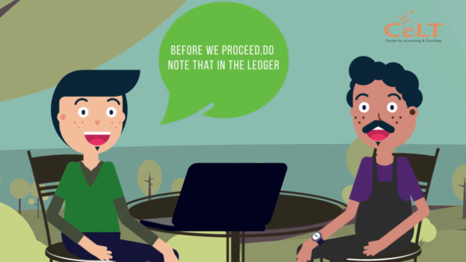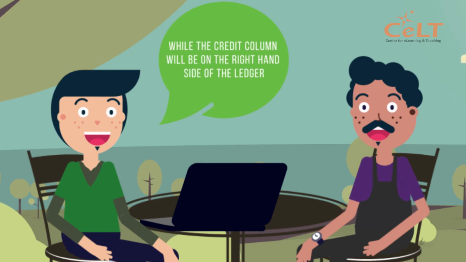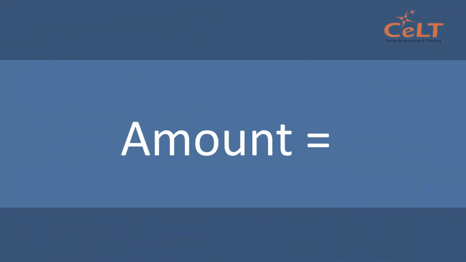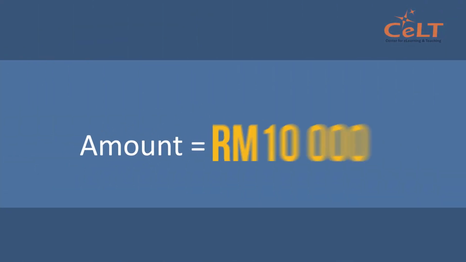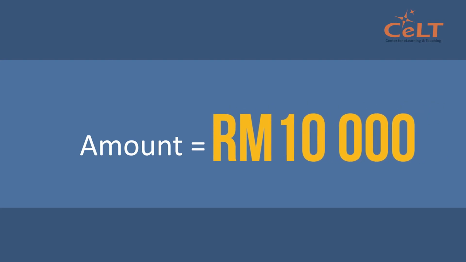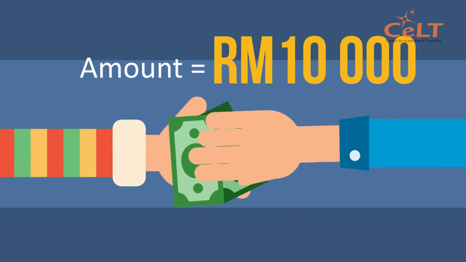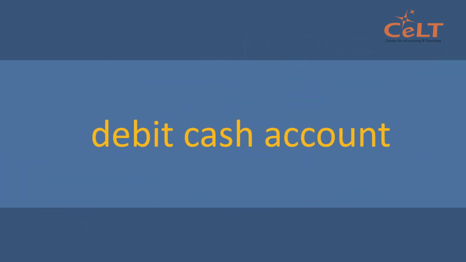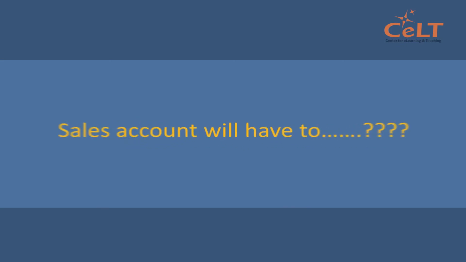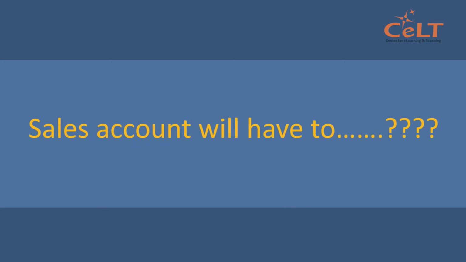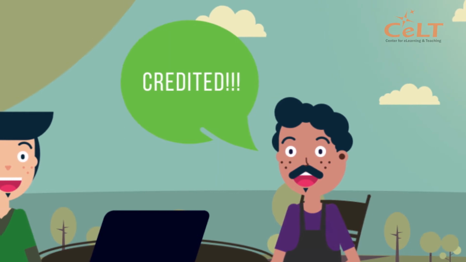Alright, before we proceed, do note that in the ledger, the debit column will be on the left hand side, while the credit column will be on the right hand side of the ledger. Now let's say the amount that you received each month is 10,000 ringgit. Therefore, when you received cash or when money comes in, you will need to debit the cash account. Automatically, sales account will have to be credited.